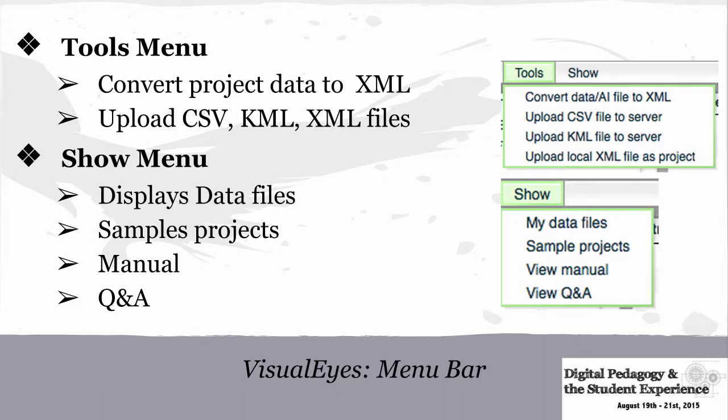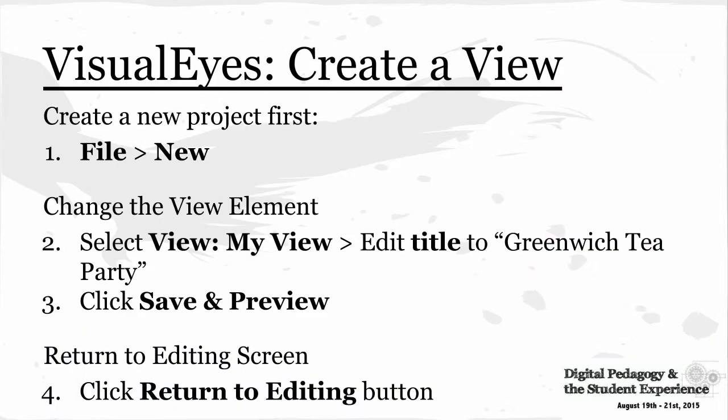The Tools menu offers options to convert your project data to an XML file or upload data from your local computer in CSV, KML, and XML formats. The Show menu is where you can see all your data files, sample projects, the manual for views, and access to VisualEyes Q&A. Let's get started by creating a view.